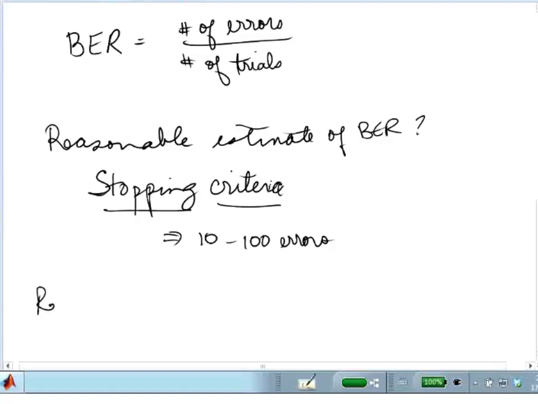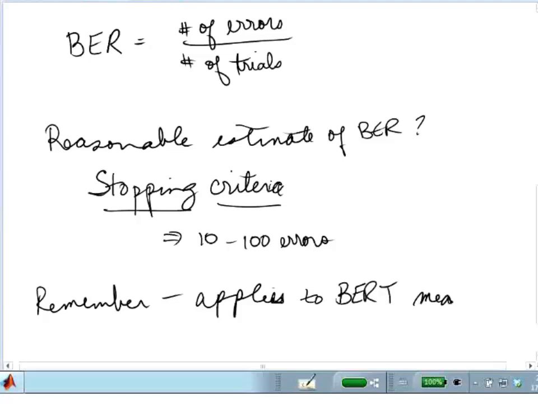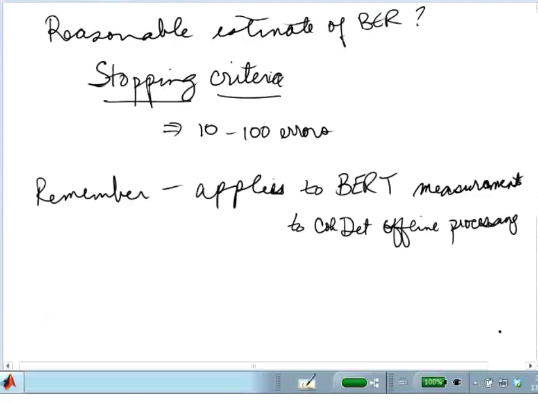So remember, this applies to BERT, bit error rate tester measurements, and to coherent detection offline processing, and to numerical simulations.